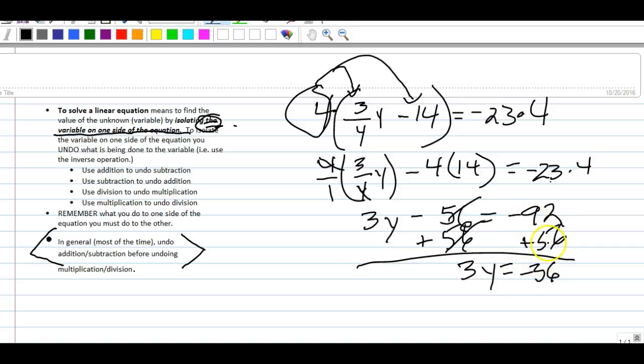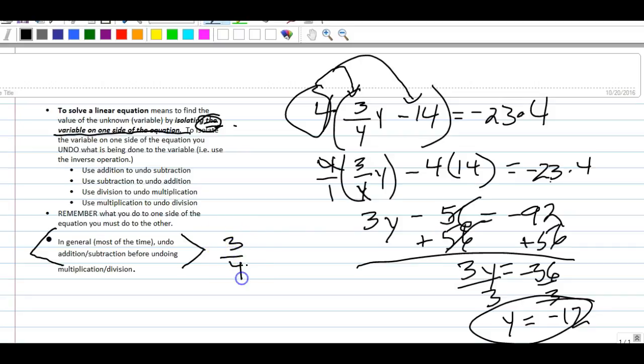And minus 92 plus 56 gives me minus 36. Divide both sides by 3. And you get y is equal to negative 12. Now this one might be worth checking, since it does involve a fraction.